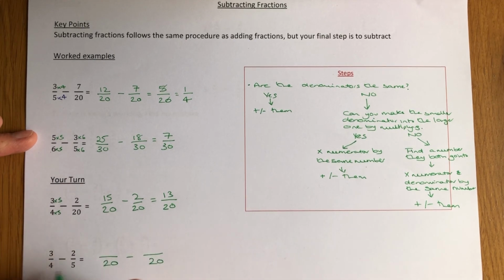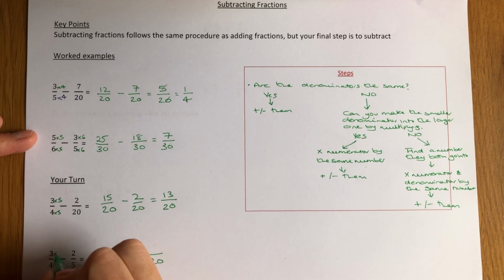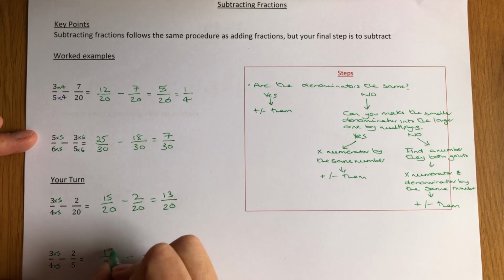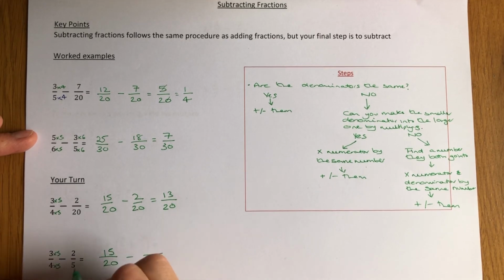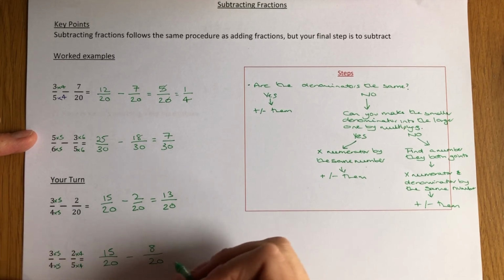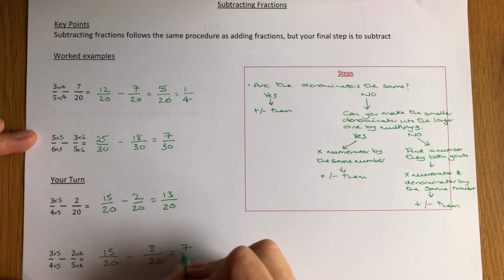What did you times 4 by to get 20? Do the same to the top, which gives me 15. What did I times 5 by to get 20? Do the same to the top, which gives me 8. 15 minus 8 is 7 over 20.